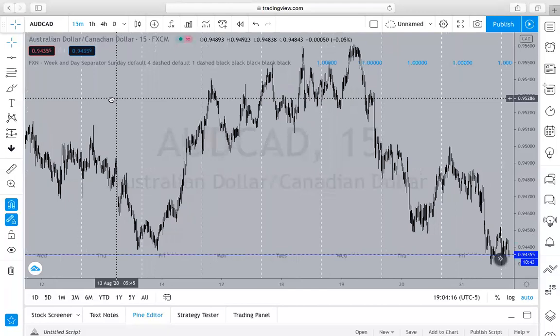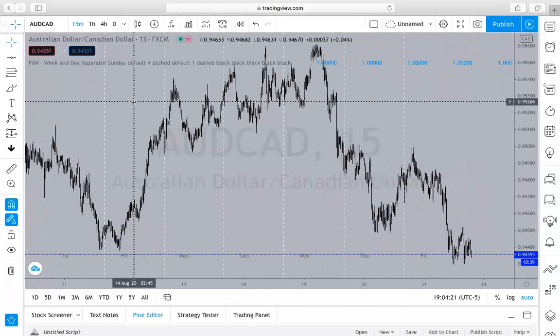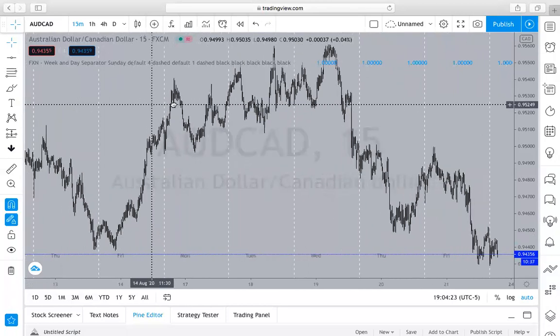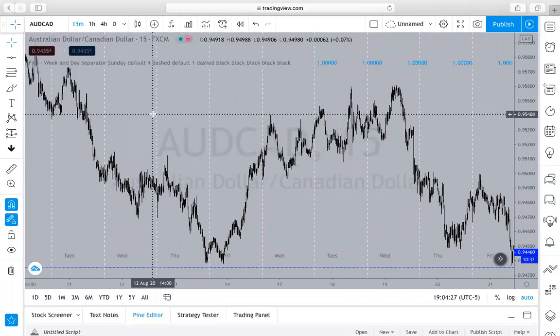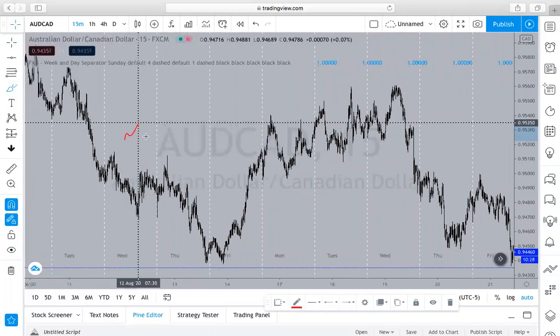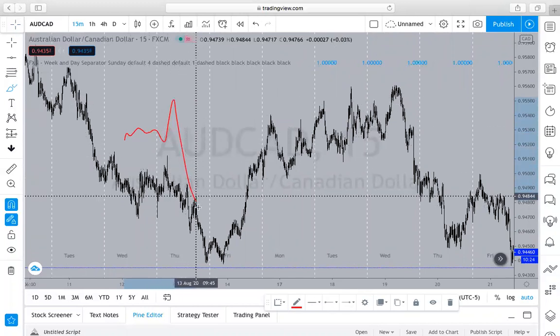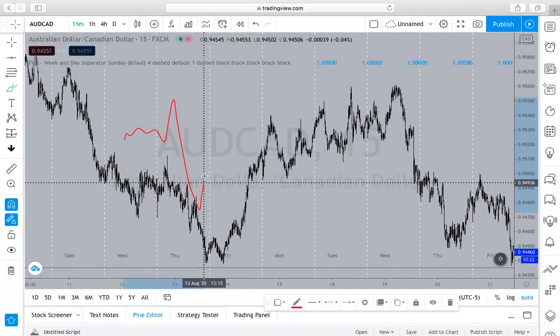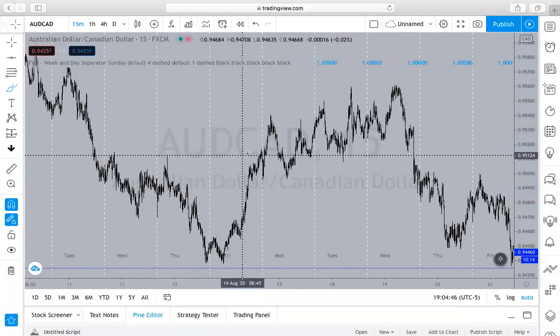Because the manipulation is the induction that's going on, the inducing of retail traders, to manipulate them into thinking the market's going to go up, and ideally it's going to drop. So how do we identify this manipulation? That way we can catch the moves.